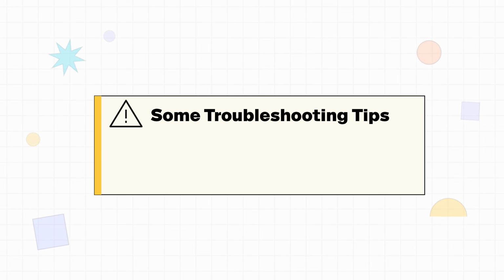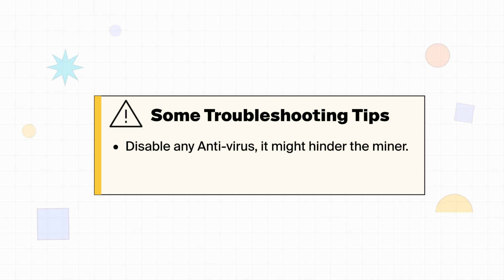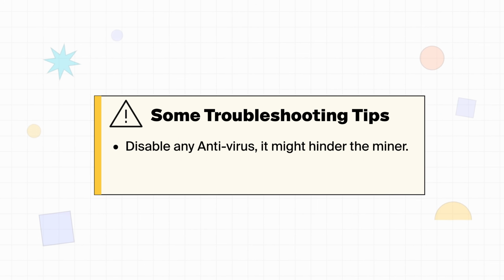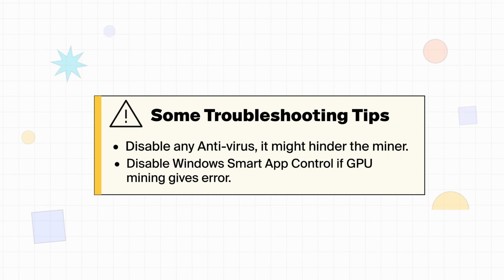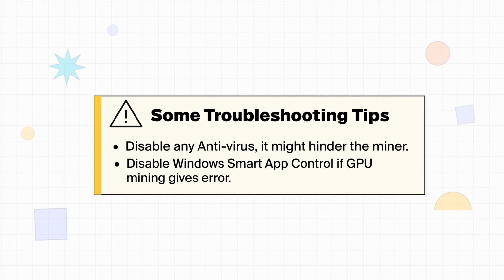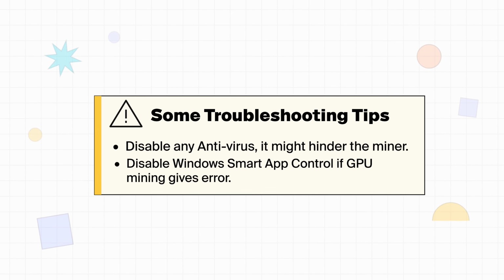Here are some troubleshooting tips if your miner runs into problems. First, disable your antivirus or give special permissions to the miner to operate it error-free. Secondly, GPU mining might sometimes be blocked by the Windows Smart App Control feature. Disable it if GPU mining is not working on your end.